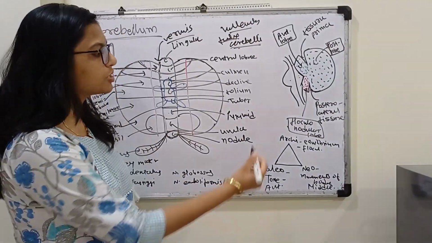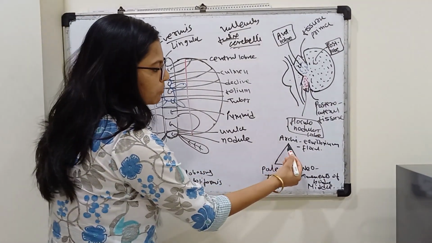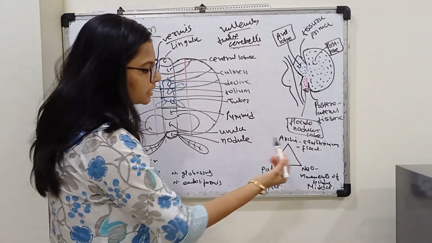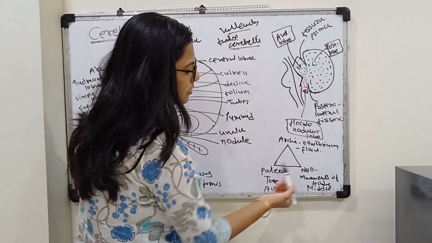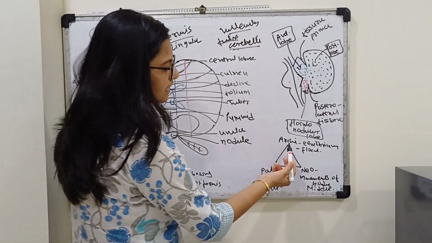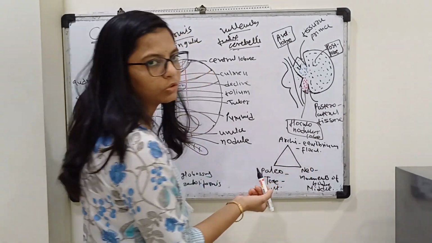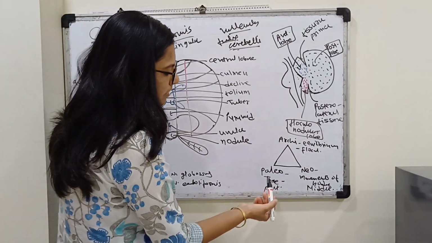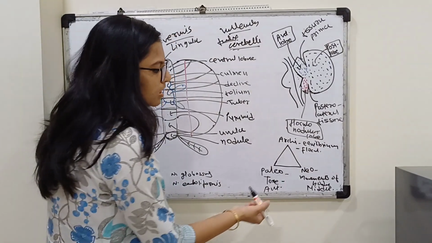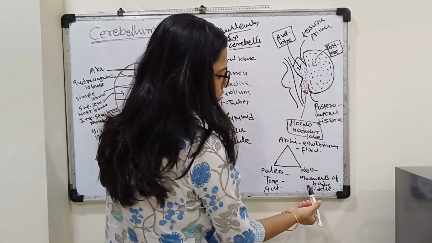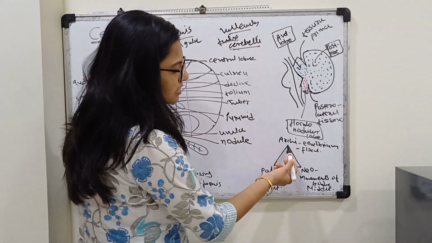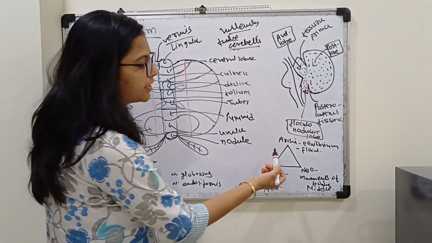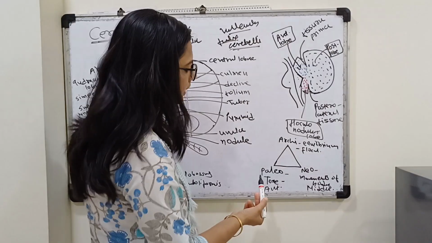Now the morphological divisions of the cerebellum. Morphologically we can divide it 3 types, that is the archicerebellum, paliocerebellum, and neocerebellum. Okay, archicerebellum developed from the flocculonodular lobe, paliocerebellum developed the anterior lobe, neocerebellar developed from the middle or posterior lobe. Archicerebellum, that is the oldest, that is related with the equilibrium of the body.